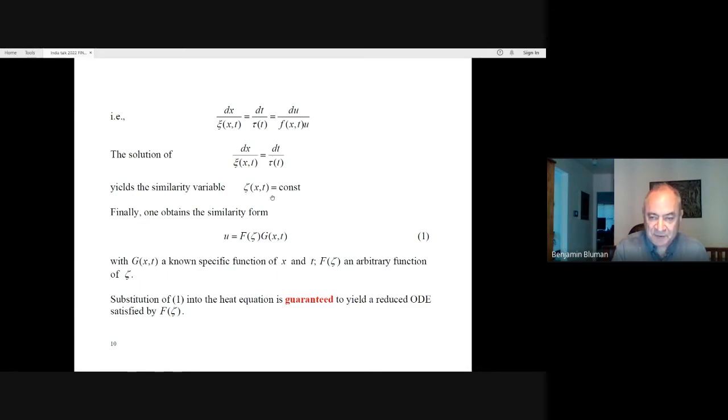And then when you substitute this expression into one of these equations, one of tau or xi, and then you integrate out the remaining equation, you will get the similarity form u equals g of x and t times f of zeta, where g of x and t is a known specific function of x and t, and f of zeta is an arbitrary function of zeta. But most importantly, the substitution of this expression into the heat equation is guaranteed, except for some funny things that could happen, but never happens in practice, to yield a reduced ODE satisfied by f of zeta.